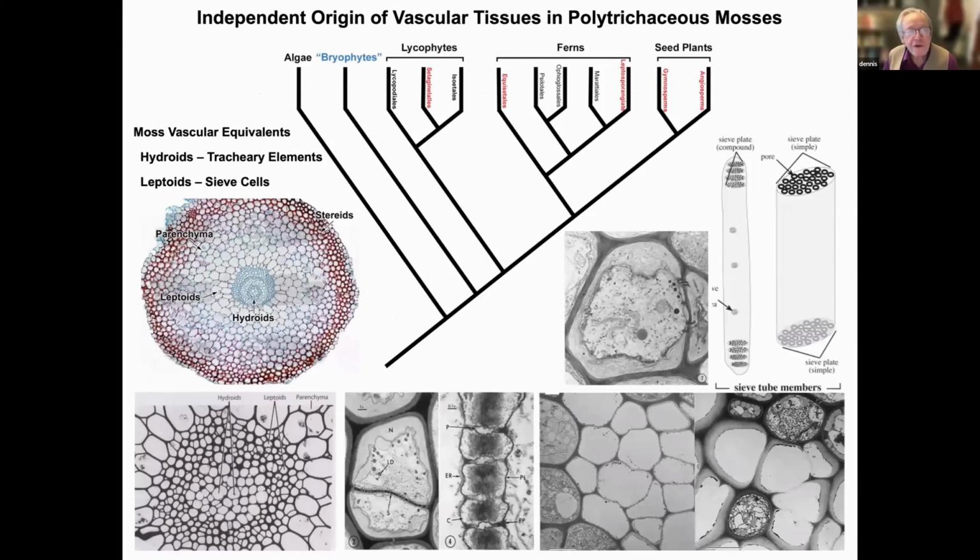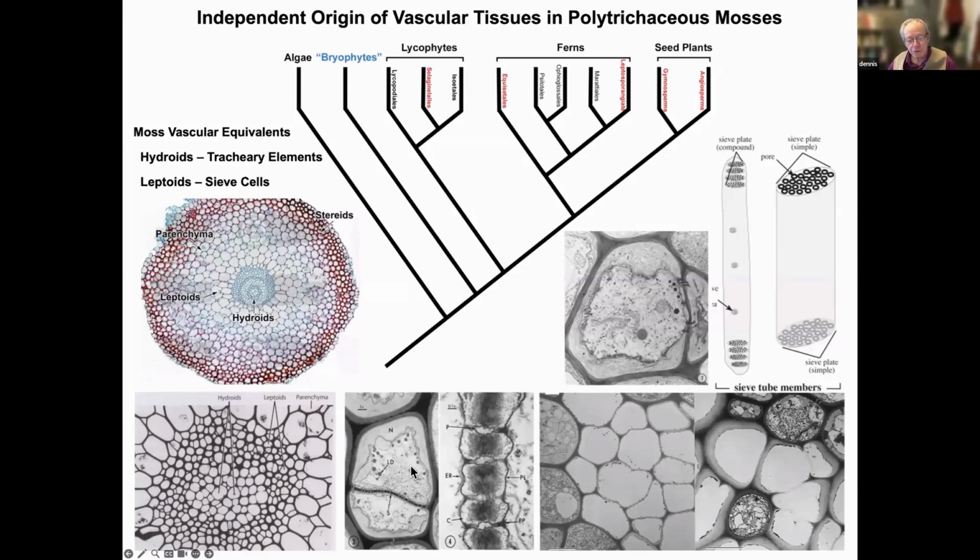Well, let me give you a couple of examples of these kinds of things. One of them is the independent origin of vascular tissues in Polytrichaceous mosses. Now, in the Polytrichaceous mosses, there's a central stele-like area that contains water-conducting cells in the center, termed hydroids, and assimilate-conducting cells surrounding that, called leptoids. This is a higher magnification, but these are the hydroids and the leptoids.